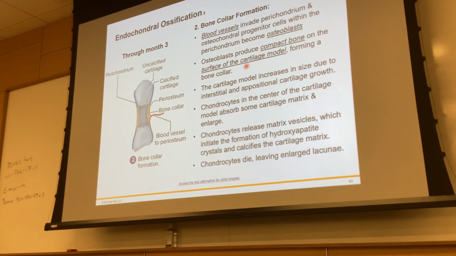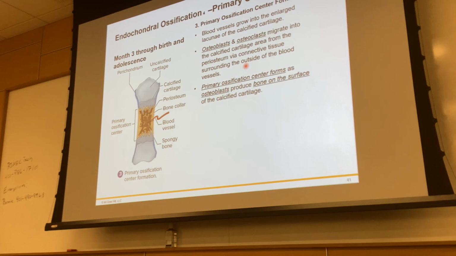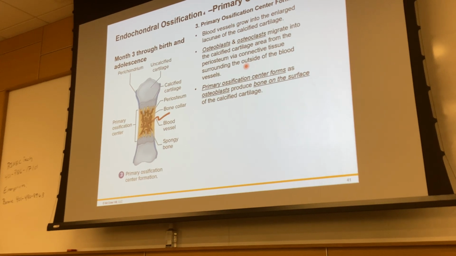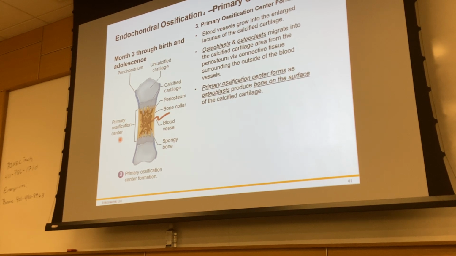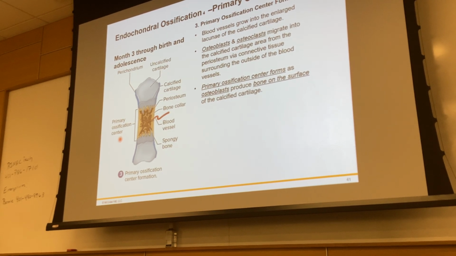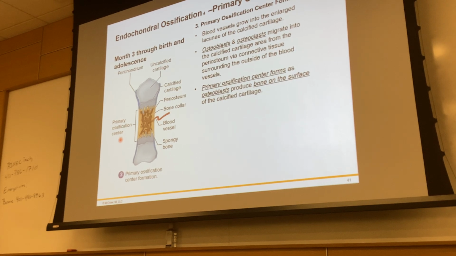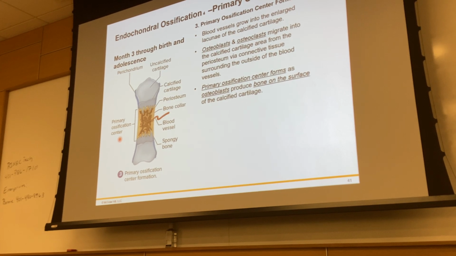So this is through the third month and bone collar ossification. As this bone collar ossification continues, the first step here is this primary ossification center. So basically, the primary ossification center is a well-developed bone collar formation. How do you distinguish it? Well, the first thing is you can see that there's that forming medullary cavity in the center.